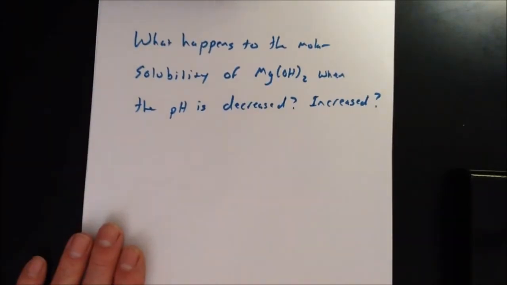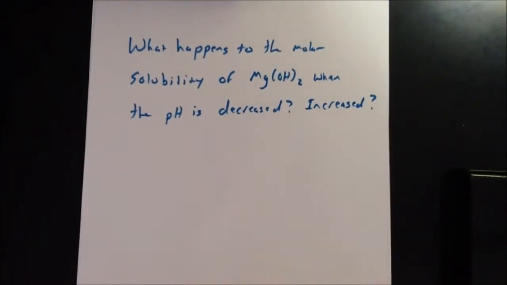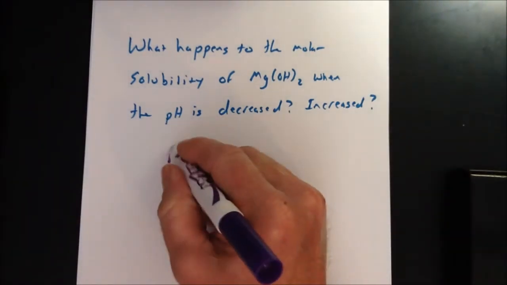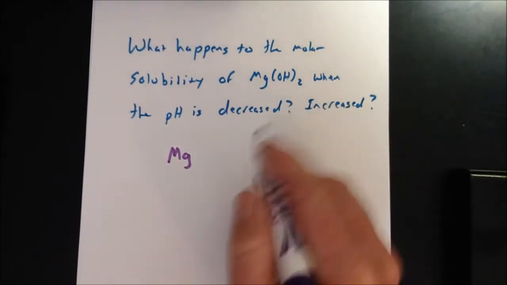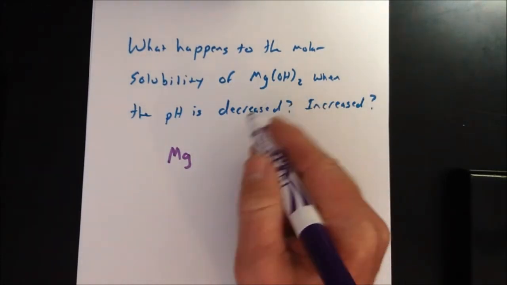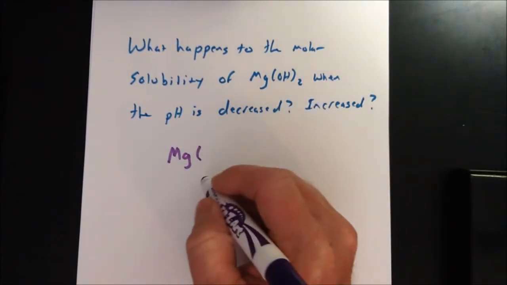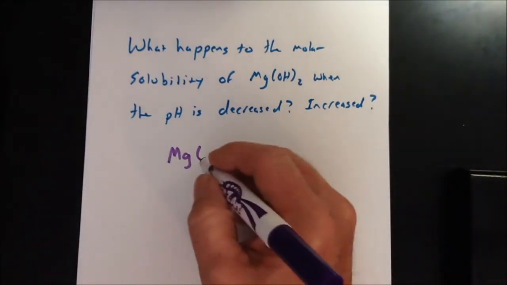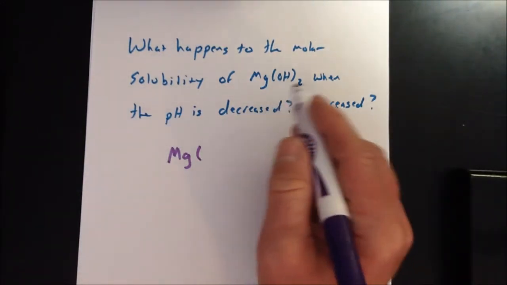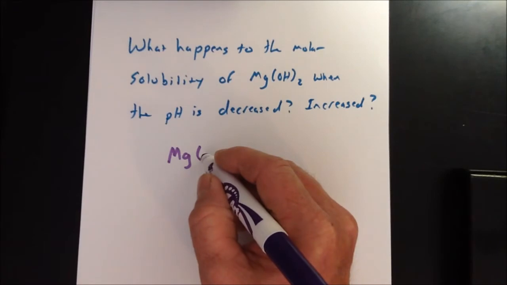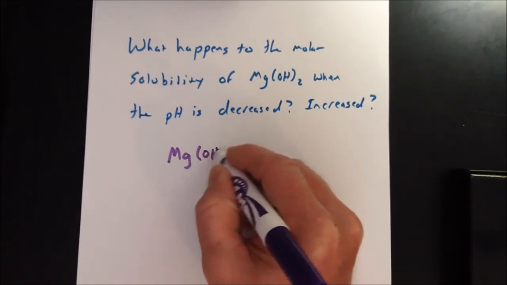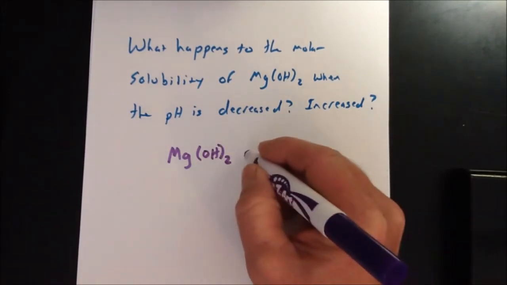Alright, and this kind of goes along with what I alluded to there. What happens to the molar solubility of magnesium hydroxide when the pH is decreased or when it's increased? Really similar to what we just talked about there, but I didn't give you any numbers in this one. And definitely I could have thrown some numbers in. I could have said the pH is some number, which would have turned it into a very similar problem to the previous. But this is more just a qualitative question.